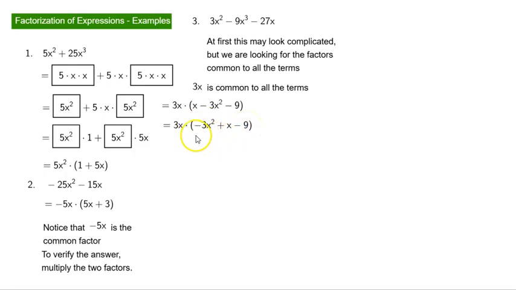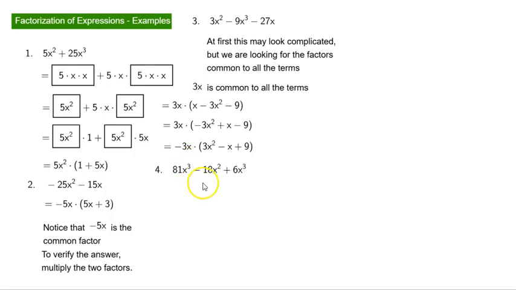But now, the first term should generally not be negative. So we take minus out. So we get minus 3x times. When we take out minus, what happens? The sign of all the terms reverses. So this becomes 3x square minus x plus 9. This is the factorization of 3x square minus 9x cube minus 27x.